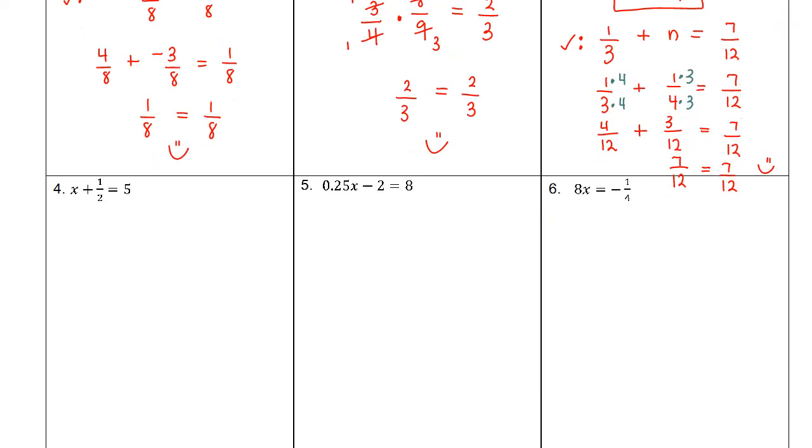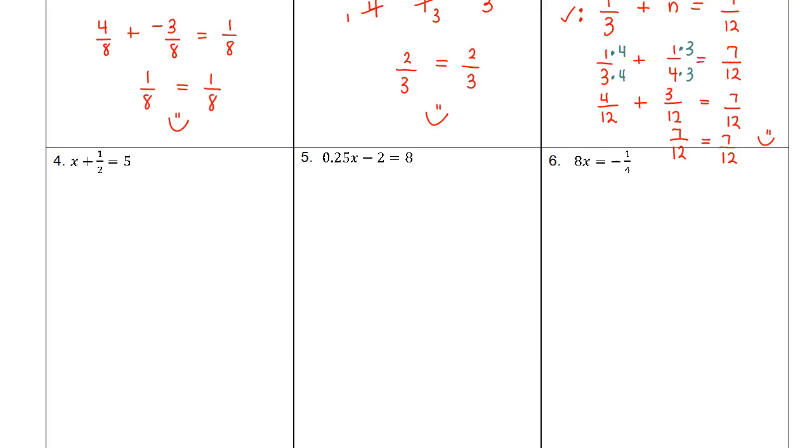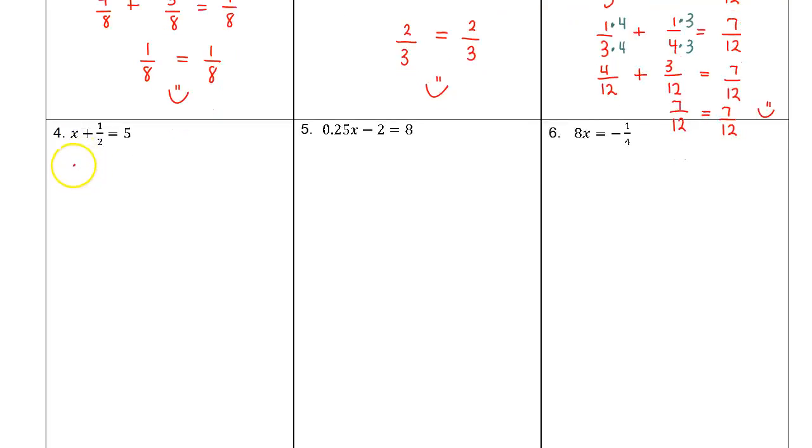So for number 4, it's already addition, so I don't need to worry about rewriting as addition, but I do want to rewrite it because, again, we don't want to work off of our original equation. So x plus 1/2 equals 5. I'm going to isolate x on the left-hand side, and the way I'm going to do that is by adding a negative 1/2 to both sides. Now on the left side, positive 1/2 and negative 1/2 would be 0, so I have just x.